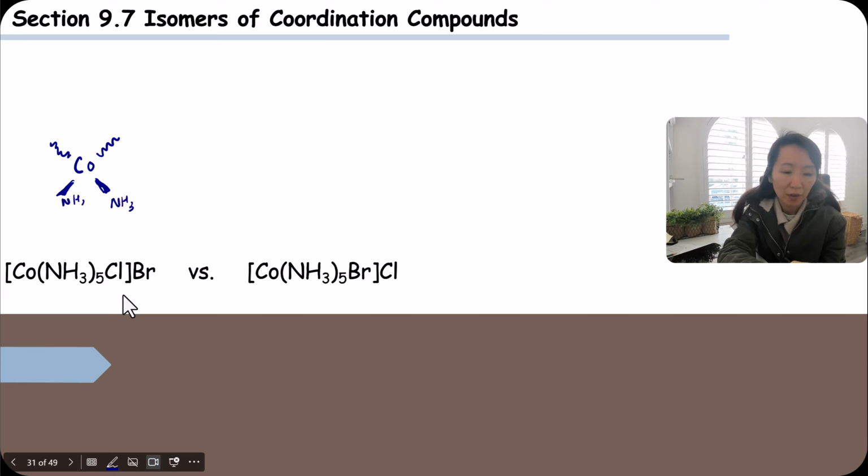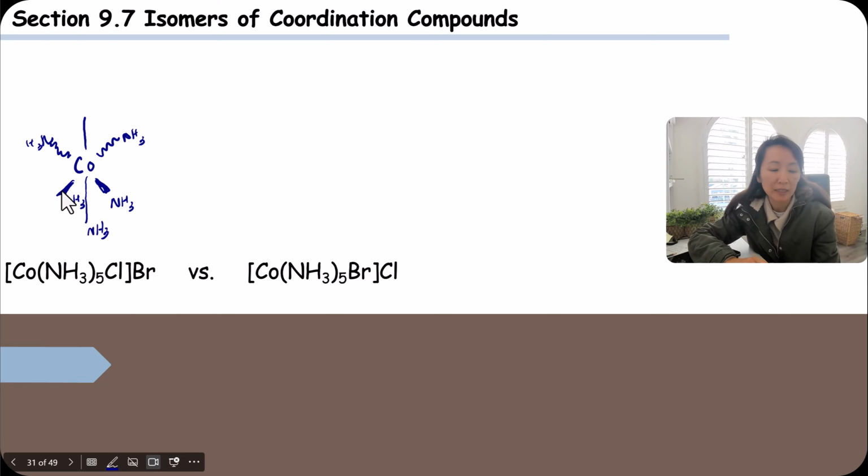And I'll draw all the NH3 that is attached to this. And the fifth one, I'll go up or down. So I'm going to put it down. And that will be NH3 here. So there's 5 ammonia that is attached. 1, 2, 3, 4, 5. Then the 6th attachment is the chlorine.